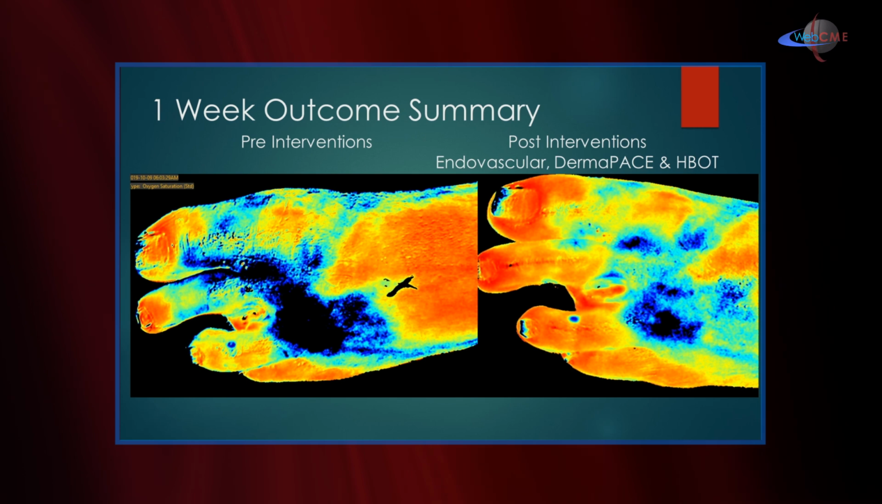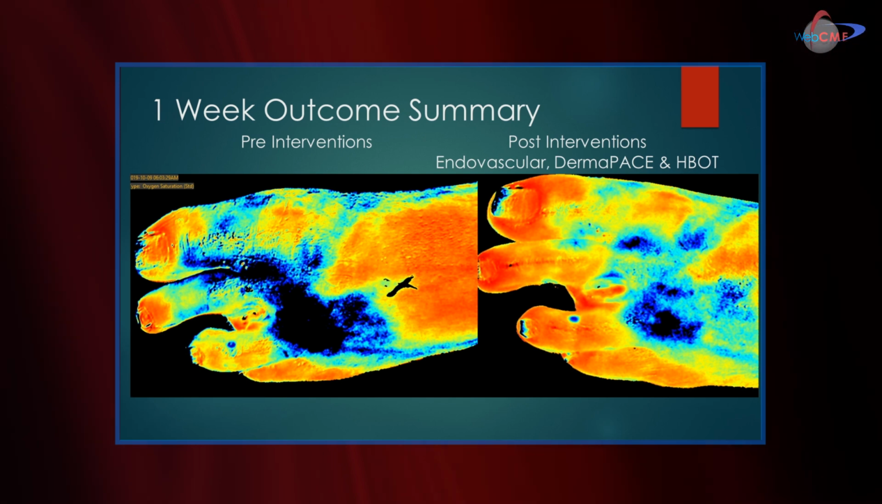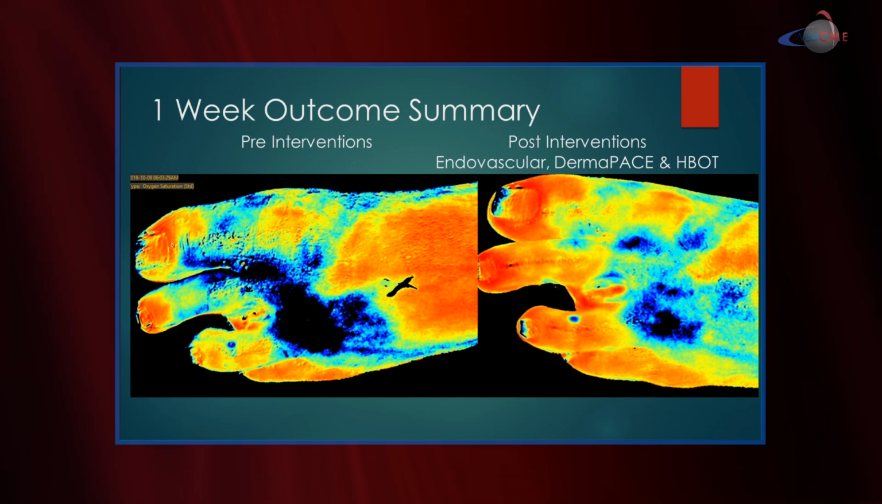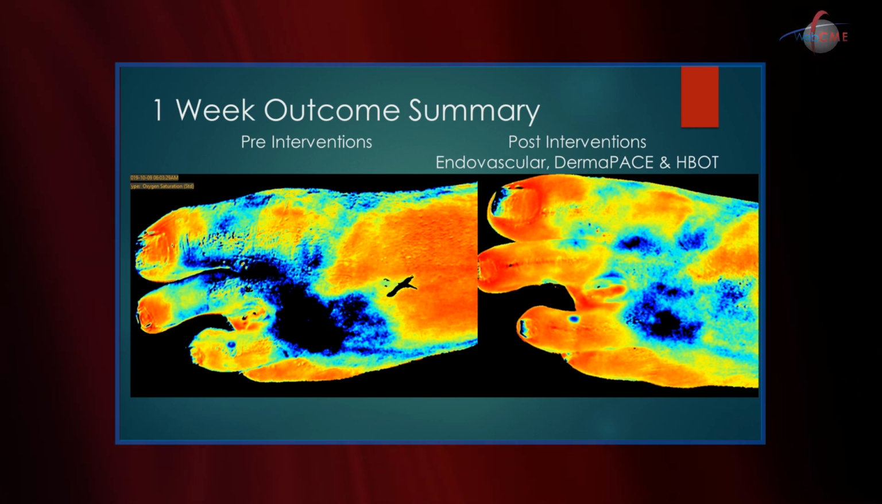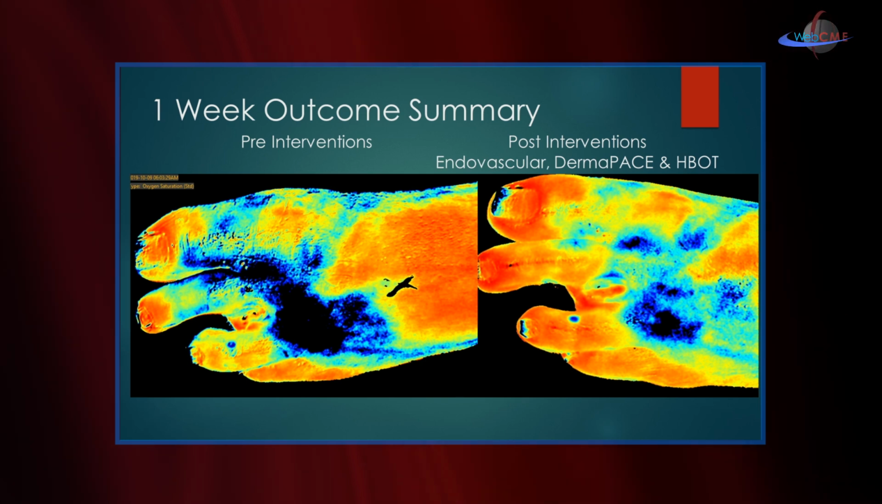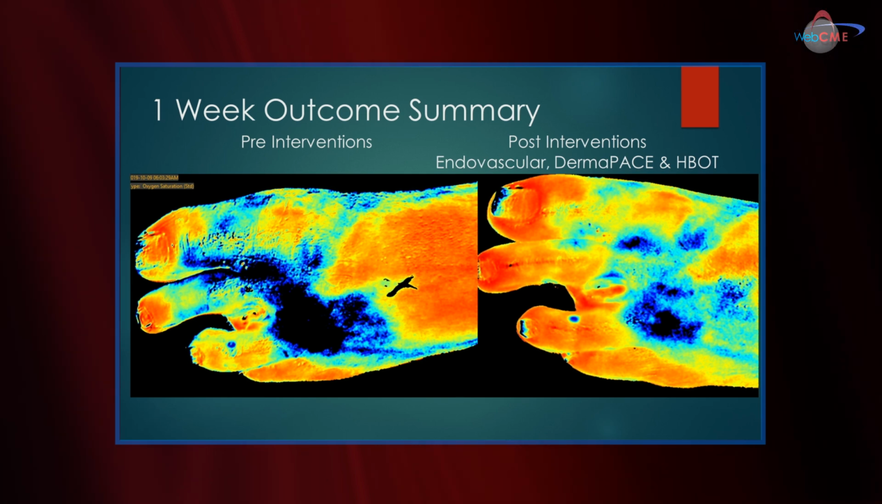Pre-intervention, if you remember that image from before, you see a very dense area of blue and light-colored tissue coloration correlating with poor tissue perfusion, poor oxygenation. And then following our interventions, endovascular, DermaPACE, and hyperbaric, we've really resolved a lot of that compromise, improved the tissue perfusion and oxygenation. And what I'd like to suggest to you is that this near-infrared spectroscopy technology is providing us with an ability to actually clinically monitor these patients and ensure that the outcomes that we're hoping to achieve are in fact being achieved with our therapy.